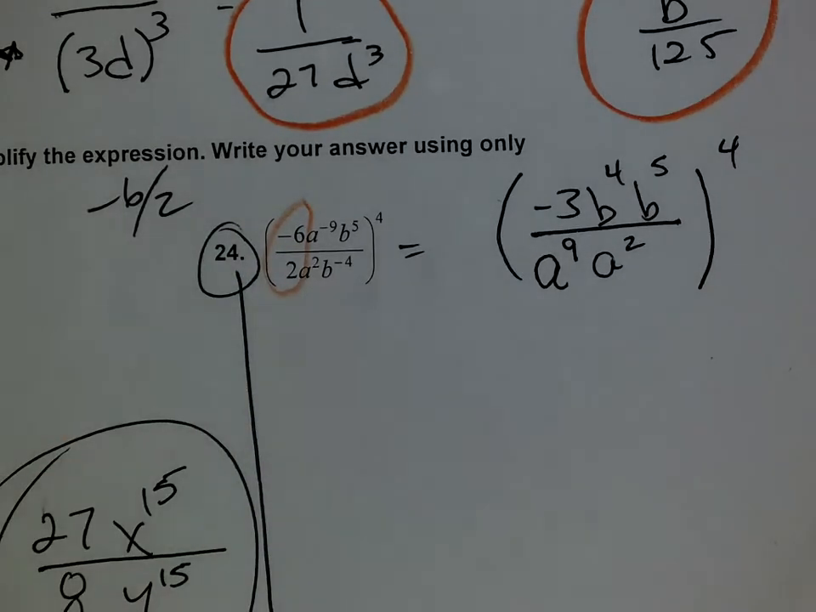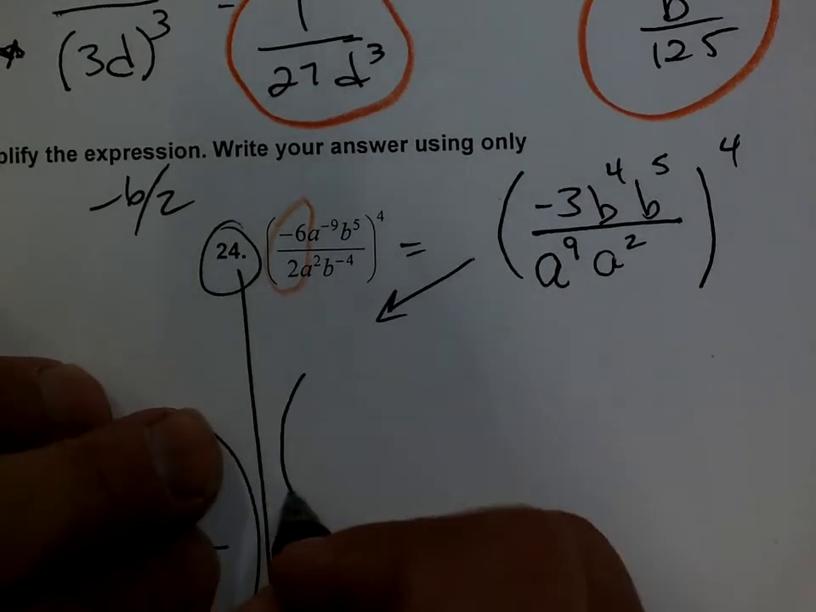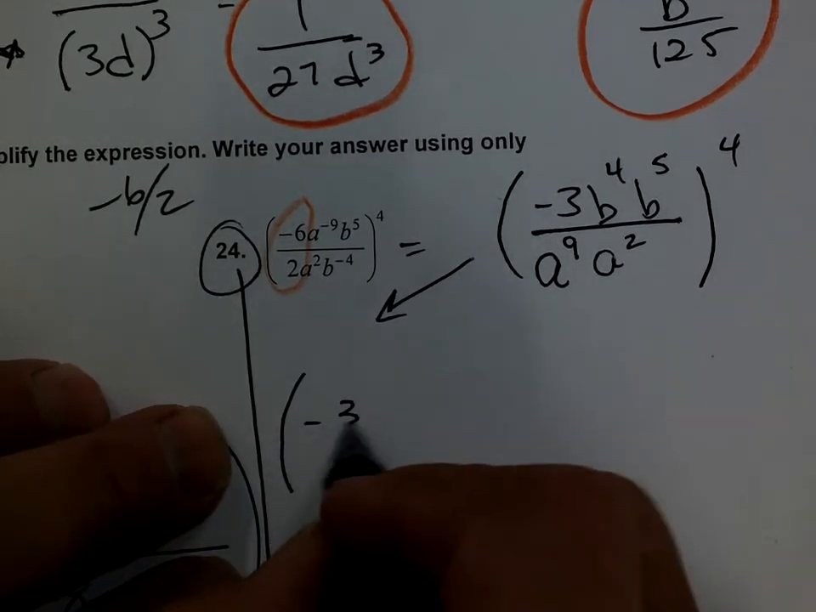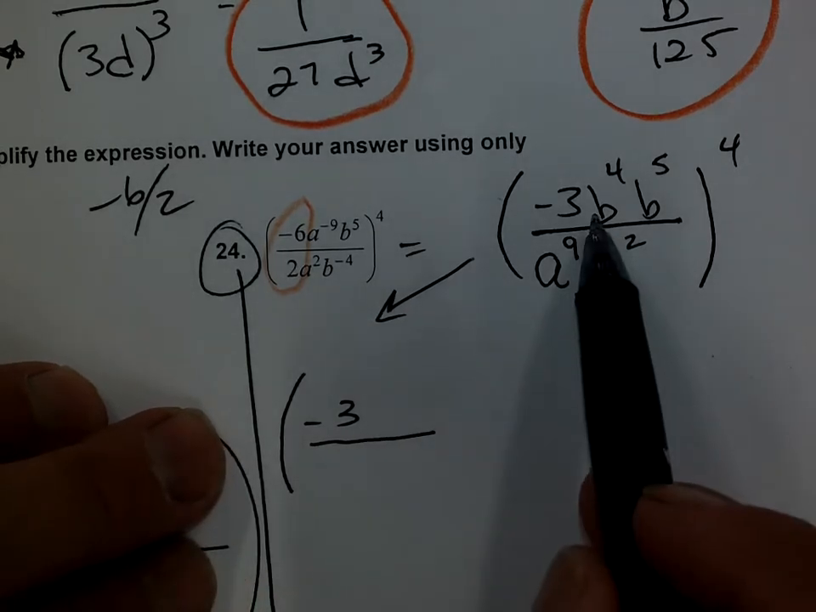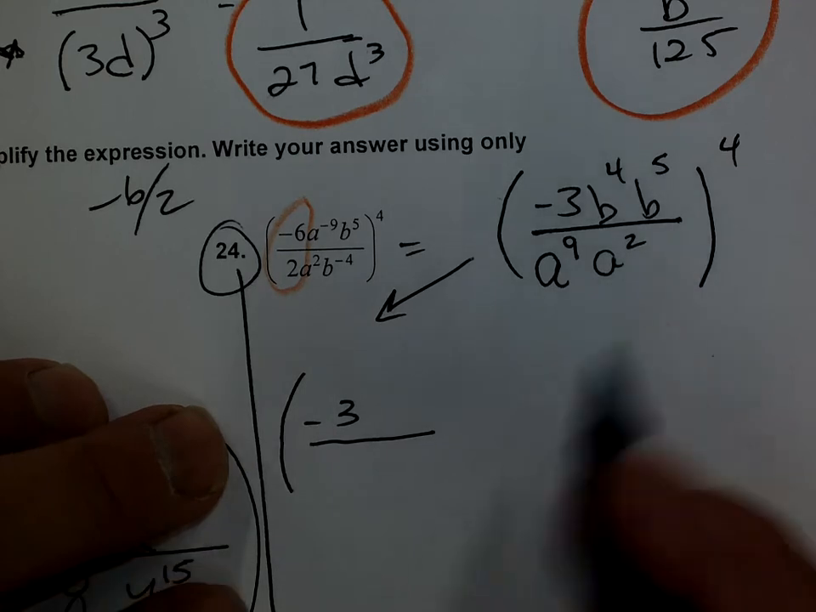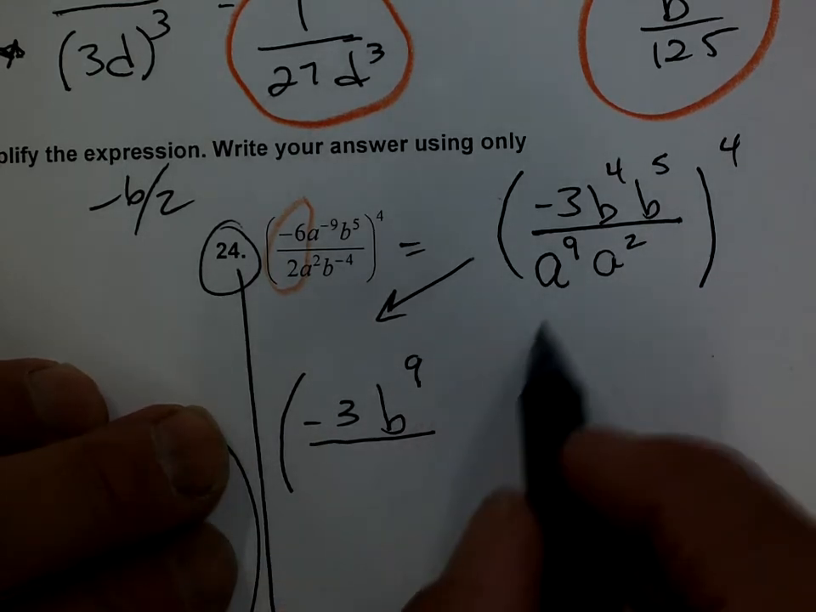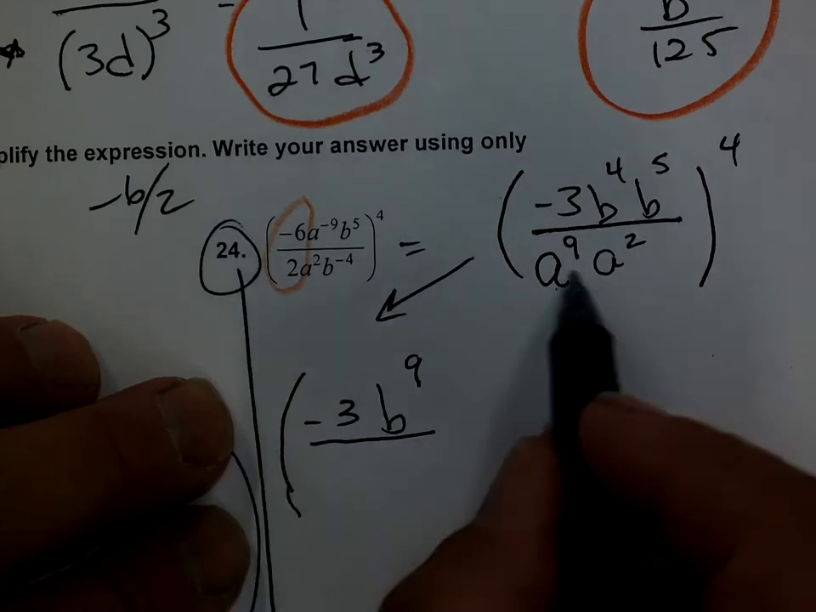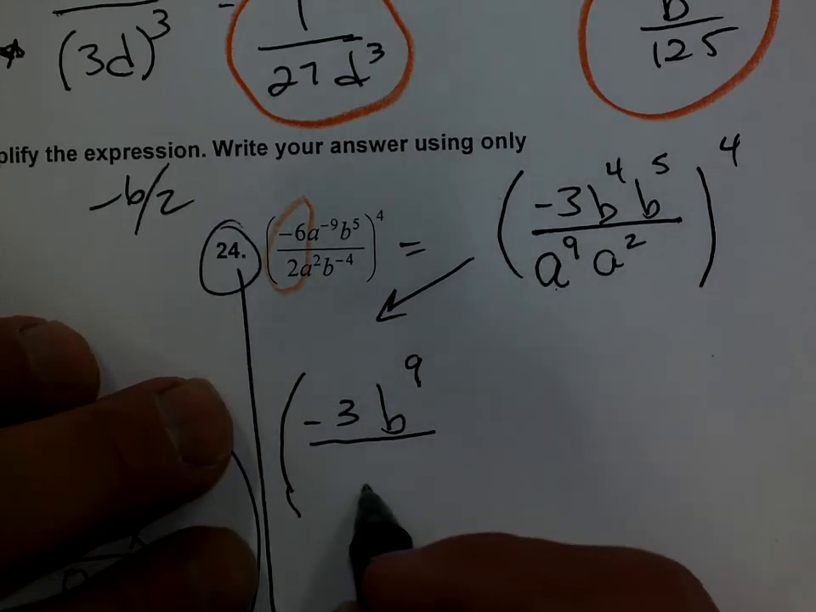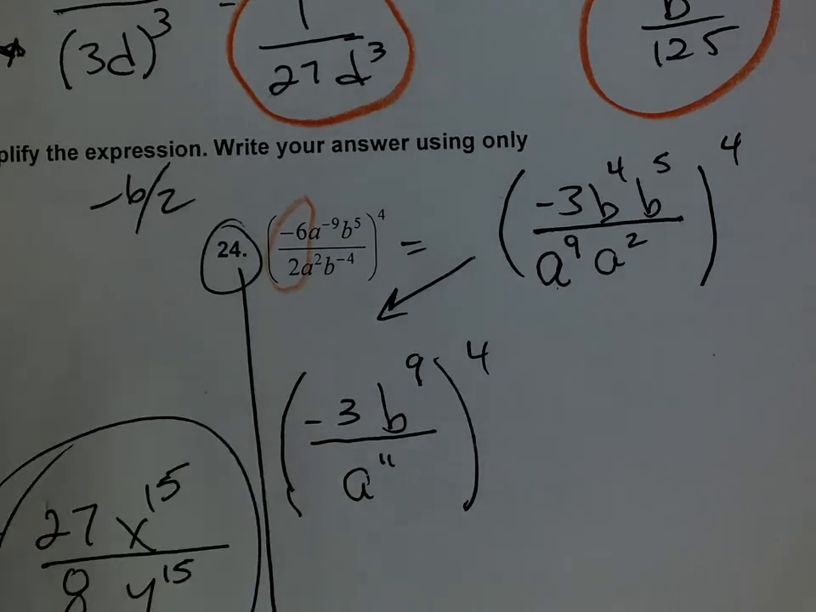Okay, now I can tidy up that a little bit more. I can make that into a negative 3. And then I'll make it a b9, b4, b5, add the exponents, make it b to the 9th. And then on the bottom, a9, a2, let's make that a11. Okay, I still have it all to the 4th power. I'm getting there though, okay?